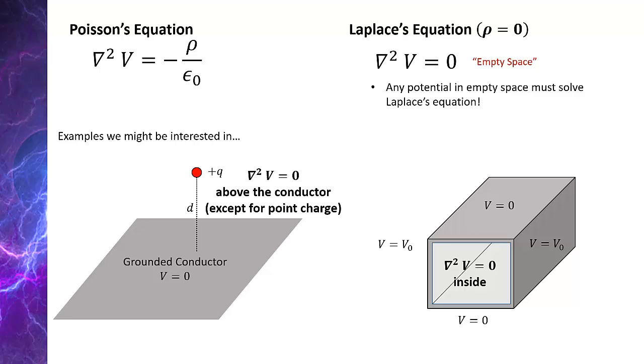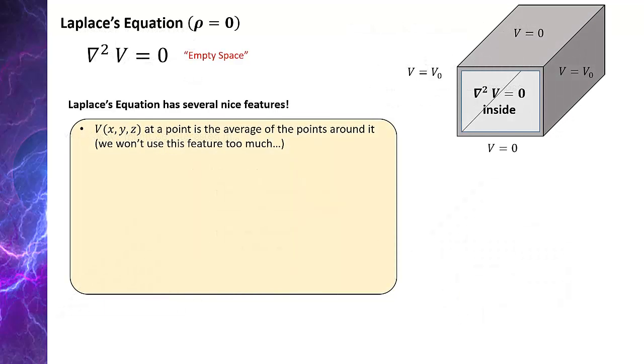So these are the types of examples that we're going to be looking at. As we look to solve Laplace's equation, there are a couple of nice features that we're going to use. One we're not going to use too much: the electric potential that is a solution to Laplace's equation at any given point is the average of the points around it. If you imagine looking at the electric potential at the center of this pipe, for instance, then whatever the potential is in the center is the average of the values around it. That's kind of interesting, but we're not going to use it too much.